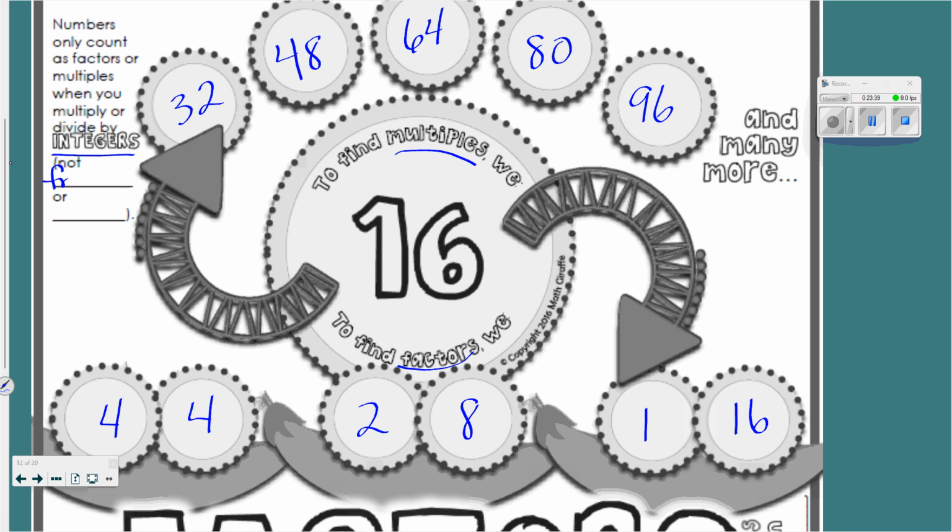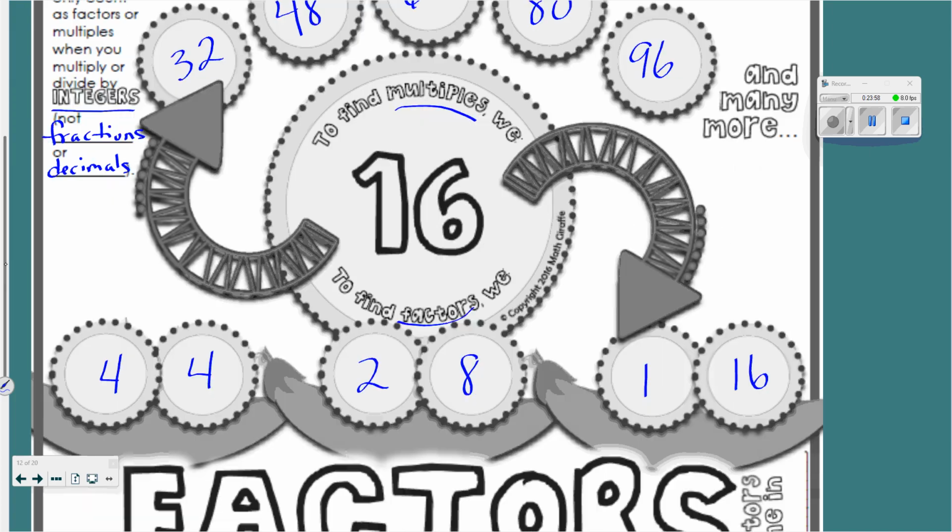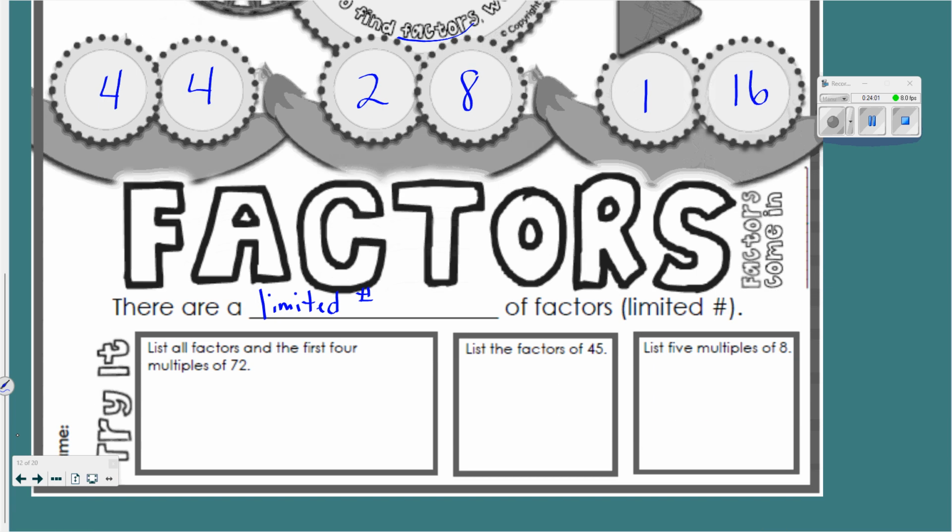So that being said, now we want you to try it. So we've got 3 different things. Technically 4, because the first one has 2 parts. I need to list all the factors and the first 4 multiples of 72. Here I'm doing the factors of 45, and then 5 multiples of 8. So we've got 4 problems to do with you guys, about 5 or 6 minutes. So let's go ahead and look through our list.